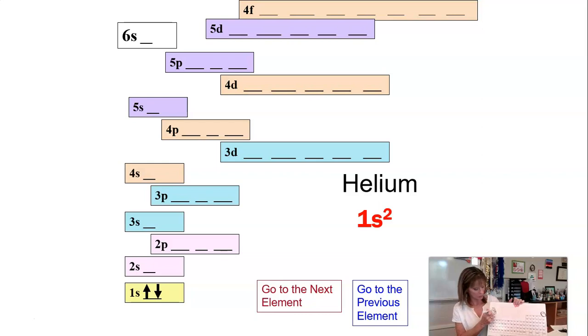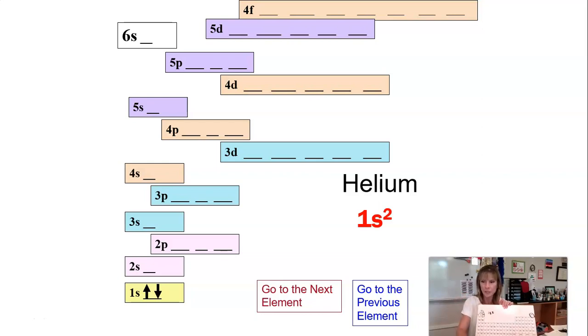Why does it have 2? It has the one from hydrogen and the one from helium. So the electron configuration for helium is 1s2. First energy level, S block, second electron that's in there, 1, 2.